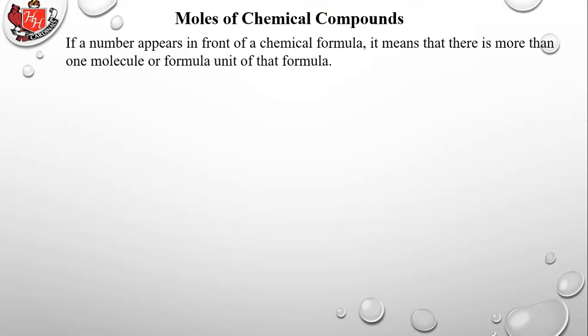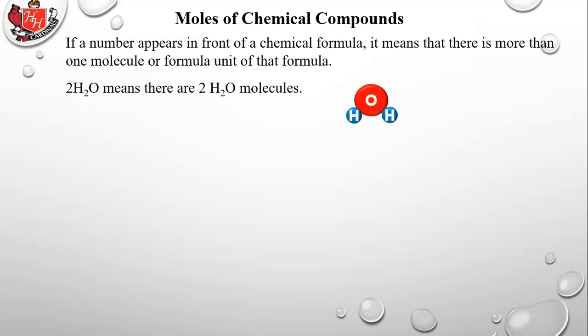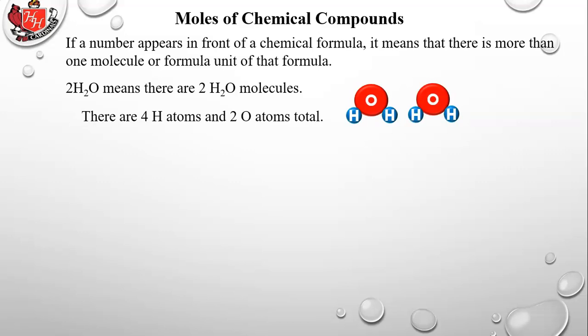If a number appears in front of a chemical formula, it means that there is more than one molecule or formula unit of that formula. So 2H2O means there are 2 H2O water molecules. So if you have 2 H2O, that means you have a total of 4 hydrogen atoms, you can see them there in the diagram, and 2 oxygen atoms.